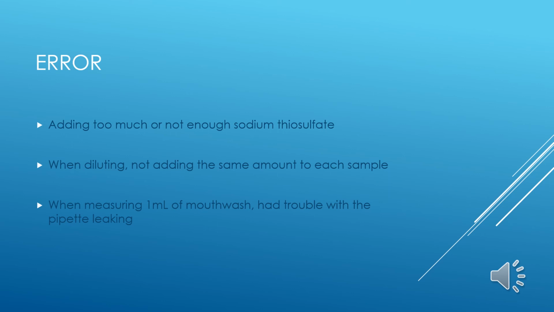Since my calculations were off by about 6 or 7%, I had to account for some error. Like I've said before, adding too much or not enough sodium thiosulfate can alter the results. Also, when I was diluting, I might not have added the same amount of each sample. My measurements might not have been exact. And when I was putting in 1 milliliter of mouthwash, I did have trouble with the pipette leaking, so that could have changed my different samples, which could have affected my averages.